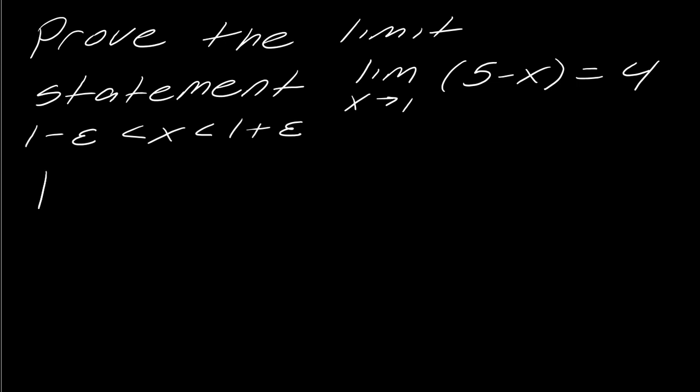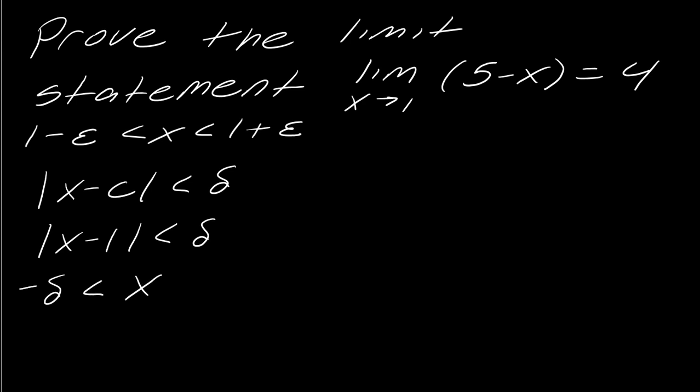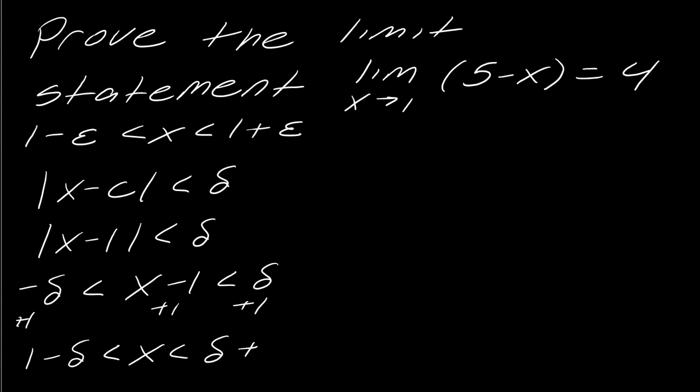So in the definition, I've got that the absolute value of x minus c has to be less than delta. We want that delta to ultimately be in terms of epsilon, and we need to write this in terms of our particular problem. So my c in this case is equal to 1. So I'm going to rewrite this as x minus 1 has to be less than delta. And I'm going to go through all the steps to solve for x again. So this becomes negative delta is less than x minus 1, which is less than delta. I can add the 1 to all sides. So I get 1 minus delta is less than x, and this is less than delta plus 1.